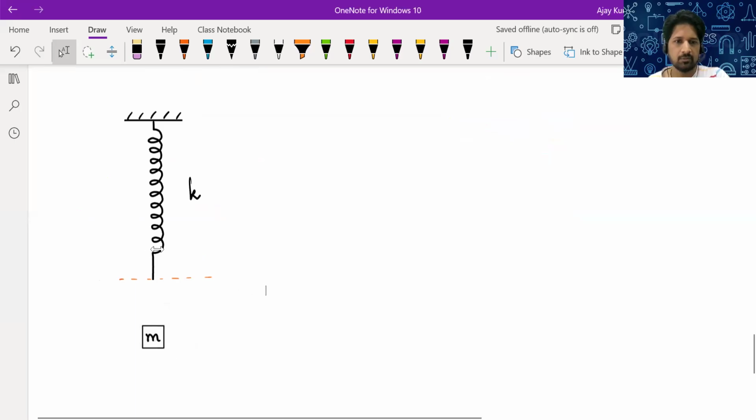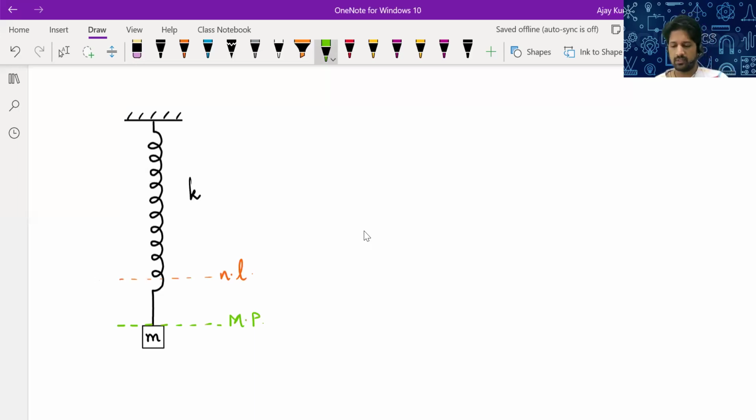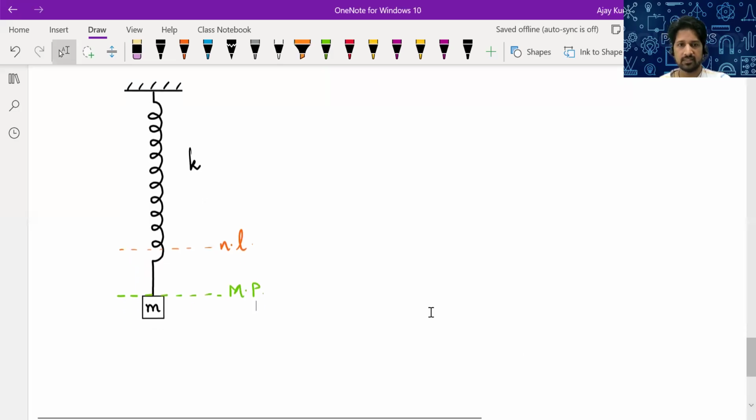Fine. Suppose you release the block at the mean position. Let me mark the mean position here. This orange dotted line is the natural length. We'll take a green dotted line; this is the mean position for us. At the mean position, we know the forces are balanced. So if you release the block at this position, it is not going to move at all.